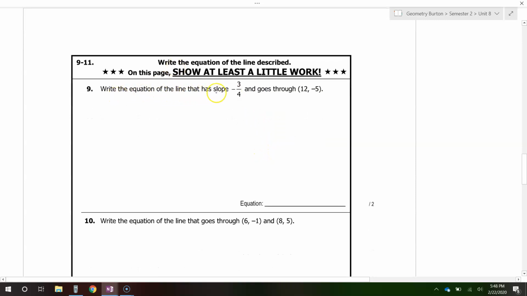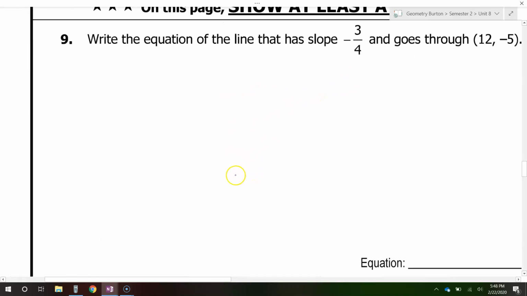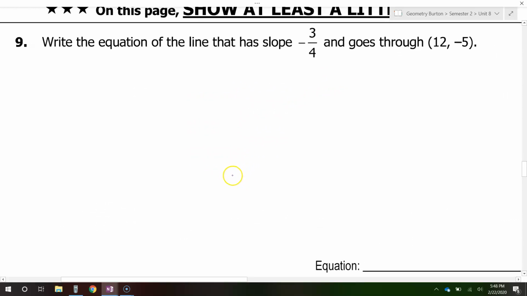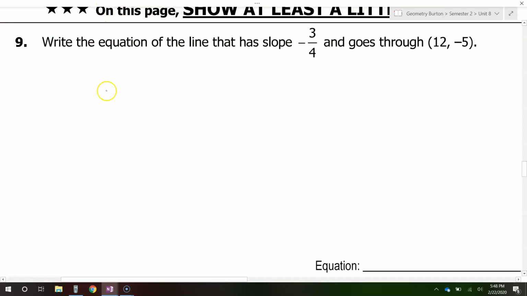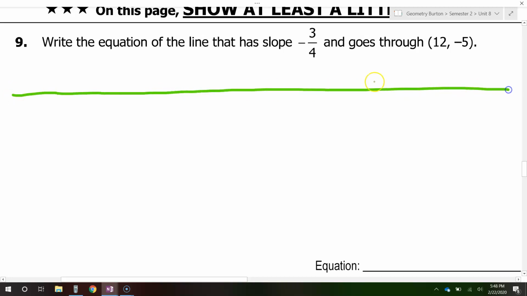Okay, write the equation of the line that has this slope and goes through this point. All right, so here's where I am going to do my little graphic organizer thing. My graphic organizer works like this. I'm going to start with the slope, figure that out, and then I'm going to find the y-intercept.